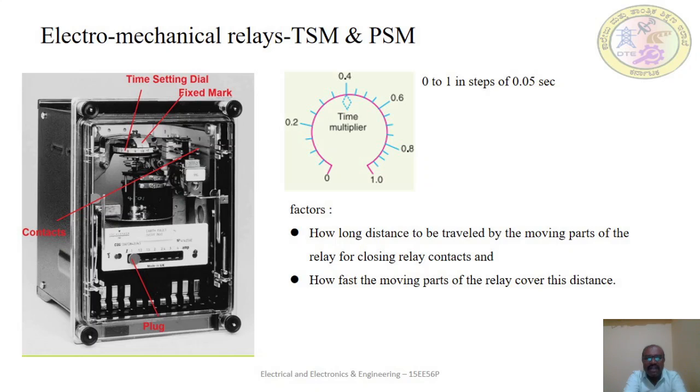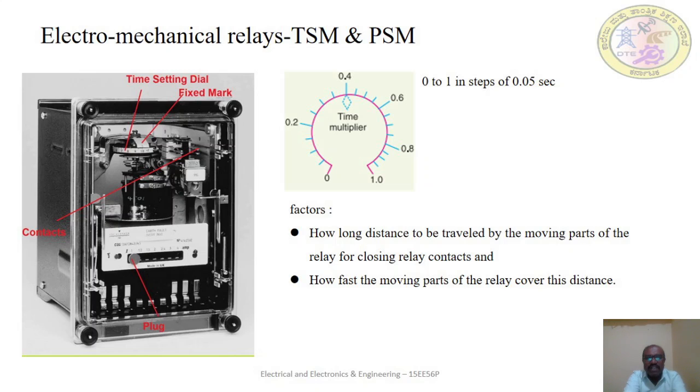The adjustment of the traveling distance of the electromagnetic relay is commonly known as time setting. This adjustment is commonly known as the time setting multiplier of the relay. The time setting dial is calibrated from 0 to 1 in steps of 0.05 seconds, as you can see in the diagram. By adjusting only the time setting multiplier, we can't set the actual time of operation of the relay.